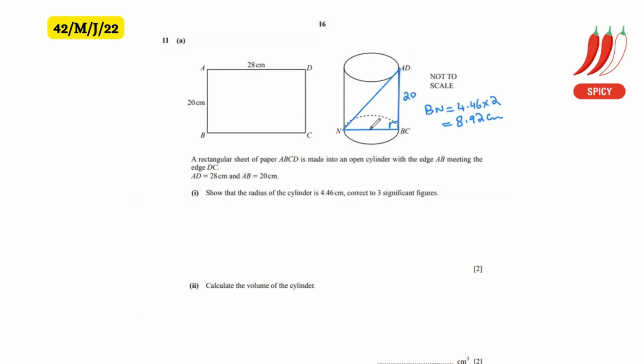So we can find the angle using SOHCAHTOA, where we have the opposite and the adjacent. So tan inverse of 20 over 8.92 would give us the value of the angle, which is 65.96 degrees. That is the angle that AN makes with the base of the cylinder.